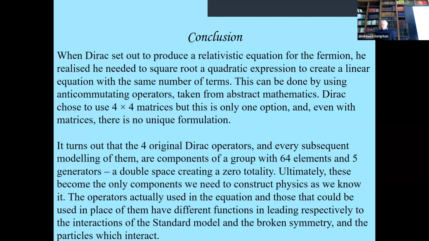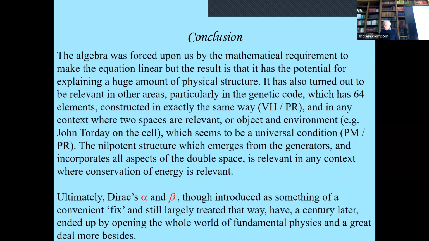The operators actually used in the equation and those that could be used have different functions, and they lead to interactions of the standard model and the broken symmetry. So there's two different types of operator. There's those that lead to the standard model with the broken symmetry, and those that lead to the particles within the standard model. This algebra was forced on us by mathematical requirements so we could make the equation linear. But we got a fantastic result out of it. It's got the potential to explain a huge amount of physical structure. The equation's nearly 100 years old, and it's taken us all this time to get anywhere with that. We just use these as mathematical objects, but they're not.